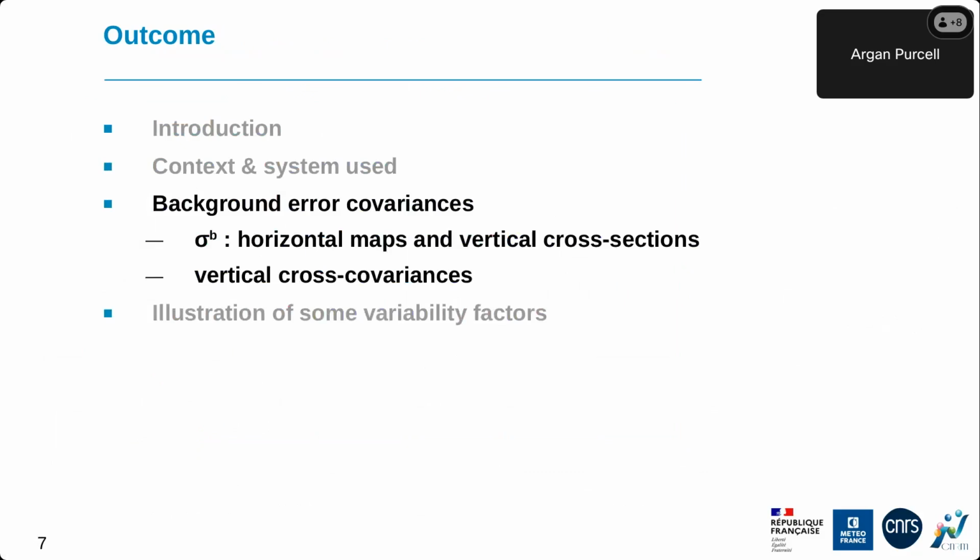I will do this in two times. At first, I will start with some sigma b's, that are the diagonal elements of the B matrix, and I will finish with the cross covariances.